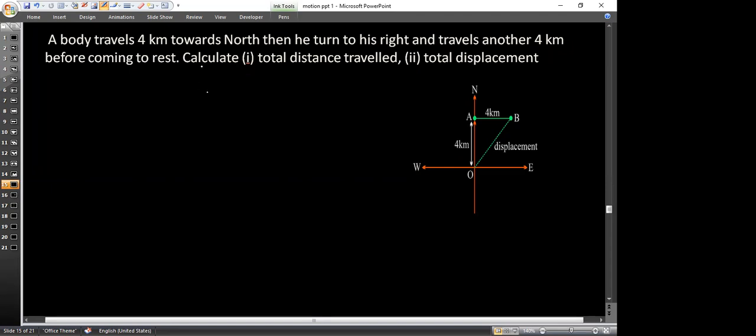So the distance is 8 kilometers, and the displacement is approximately 5.6. Okay. Displacement is 5.6 kilometers and distance is 8 kilometers.